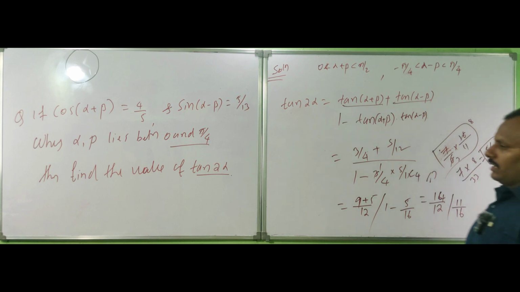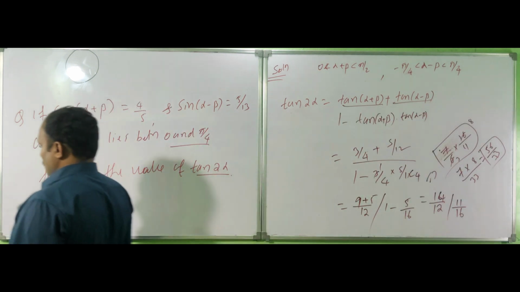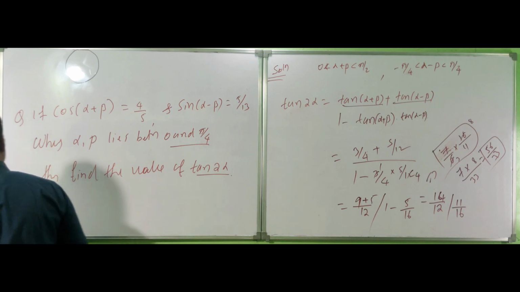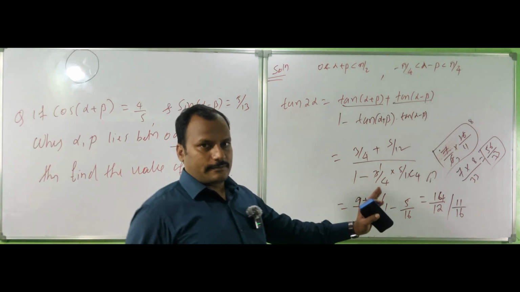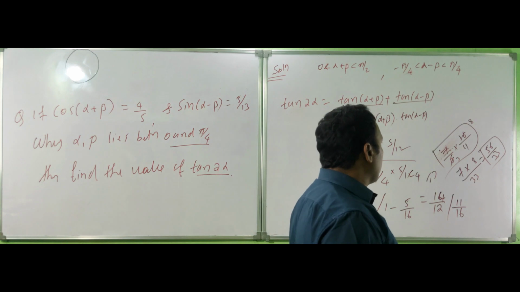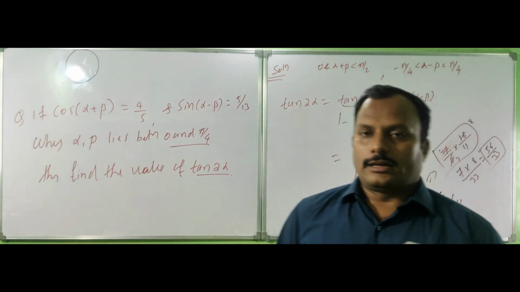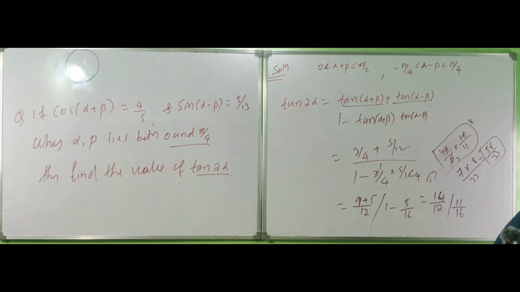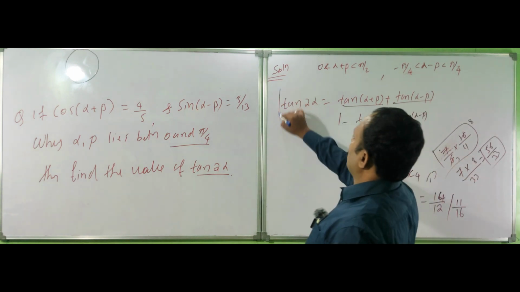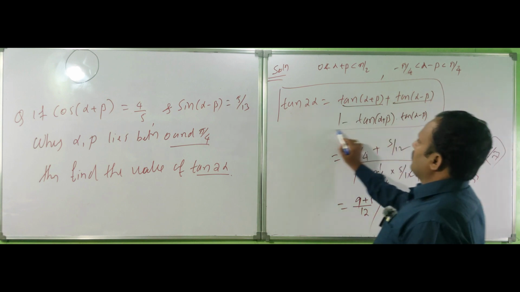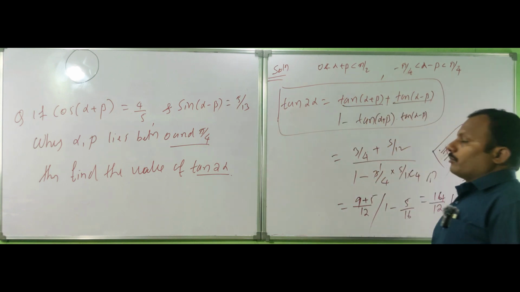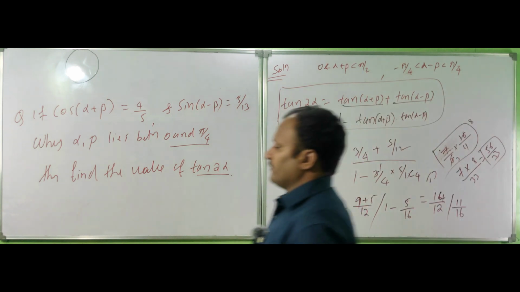Okay friends, sorry if the data is wrong. Okay sir, I have done it. Okay, 56 by 33 is the answer. Sorry for this formulation; I misinformed you about tan 2 alpha, it is a different one.